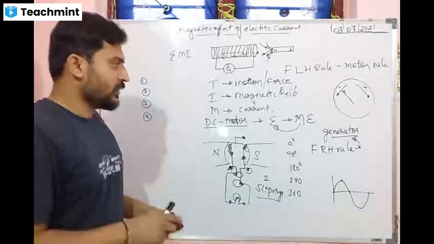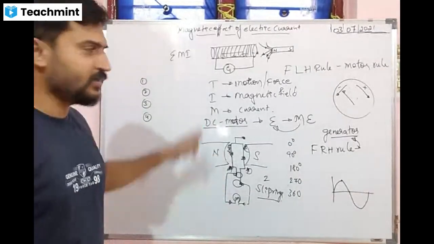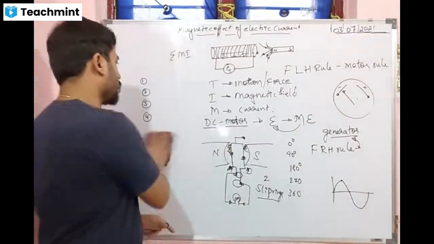I hope the generator diagram is easy. You understood the working of it. Fleming's left hand rule, right hand rule also.